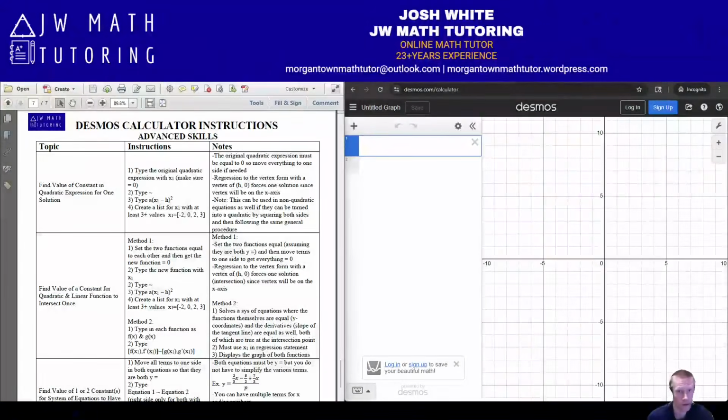Welcome back to my ultimate Desmos guide to digital SAT Math. In this video, I'm going to go through basically 3 more advanced use cases of regression. Now, a couple things to keep in mind just before we get started.